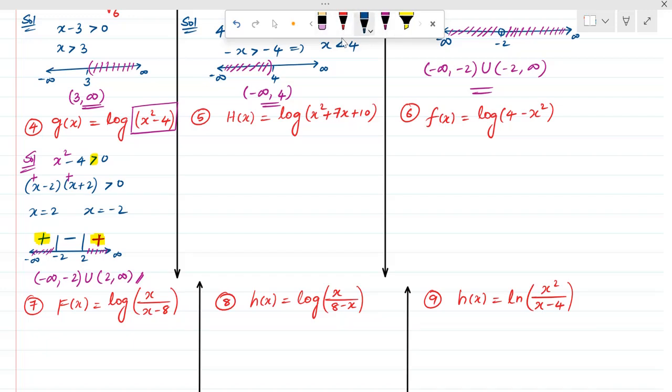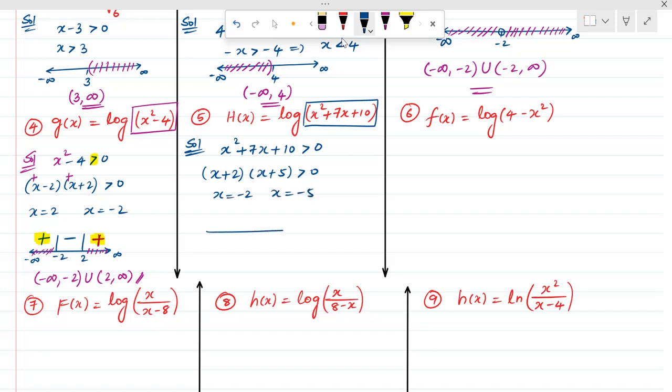Now the next one, it is also the same thing. It is a quadratic function expression. You have x square plus 7x plus 10 is more than 0. Is it right? So how will you solve this one? Polynomial inequality, factoring: (x plus 2)(x plus 5) is more than 0. What is the critical value? x equals minus 2, x equals minus 5. What is the sign diagram? Minus infinity, plus infinity. This is minus 5 first, minus 2 the second.